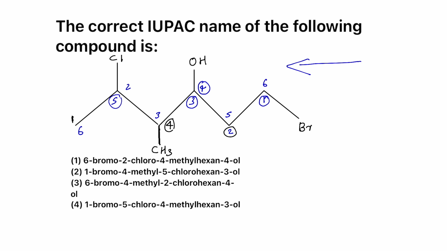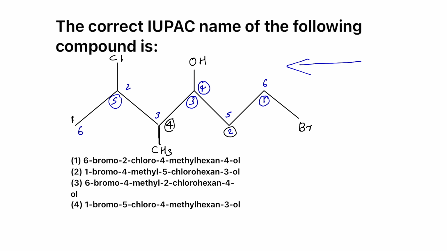Clear, right? Why are we numbering from right to left? See, the rule is like this. While numbering the carbon chain, the carbon atom bearing the principal functional group, here it is OH, and we are talking about this carbon, should be assigned the lowest possible number. Which are the numbers here? 3 and 4. And which one is the smaller one? 3.